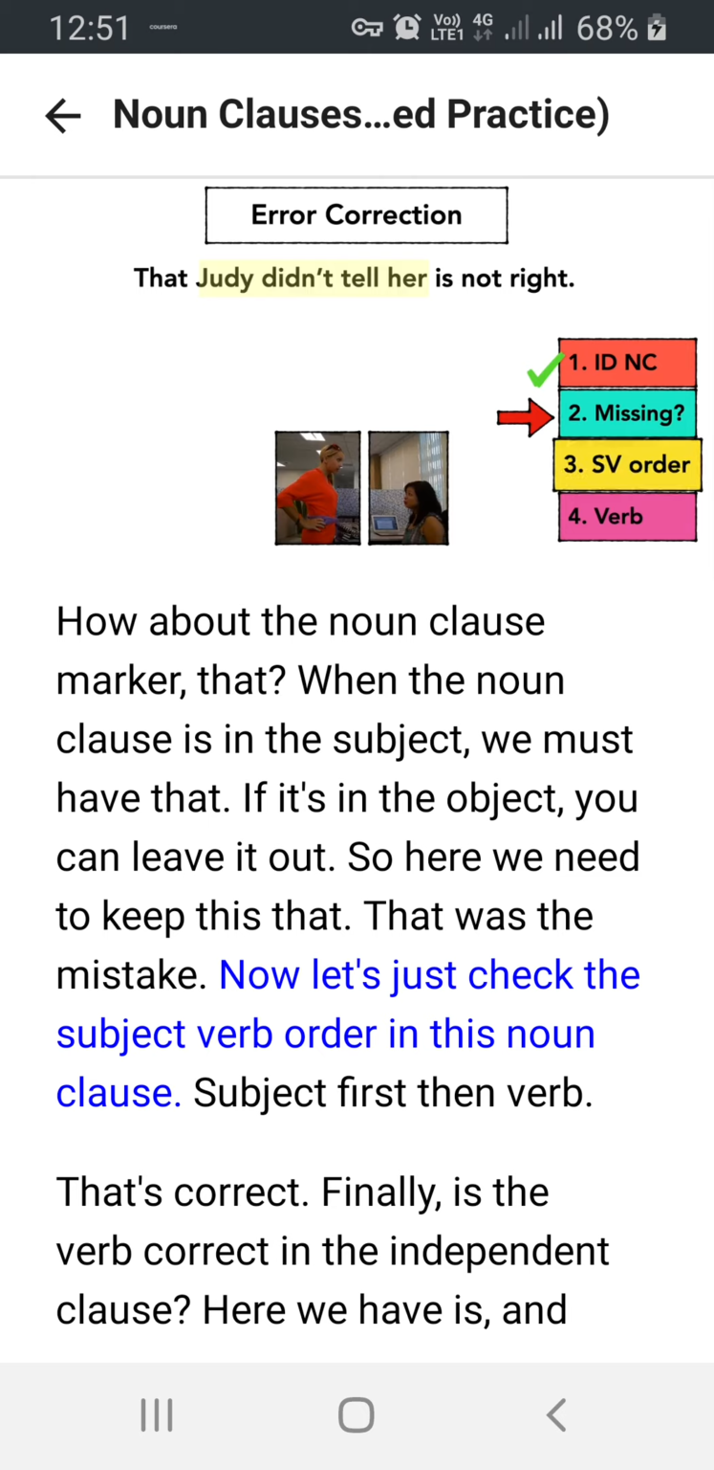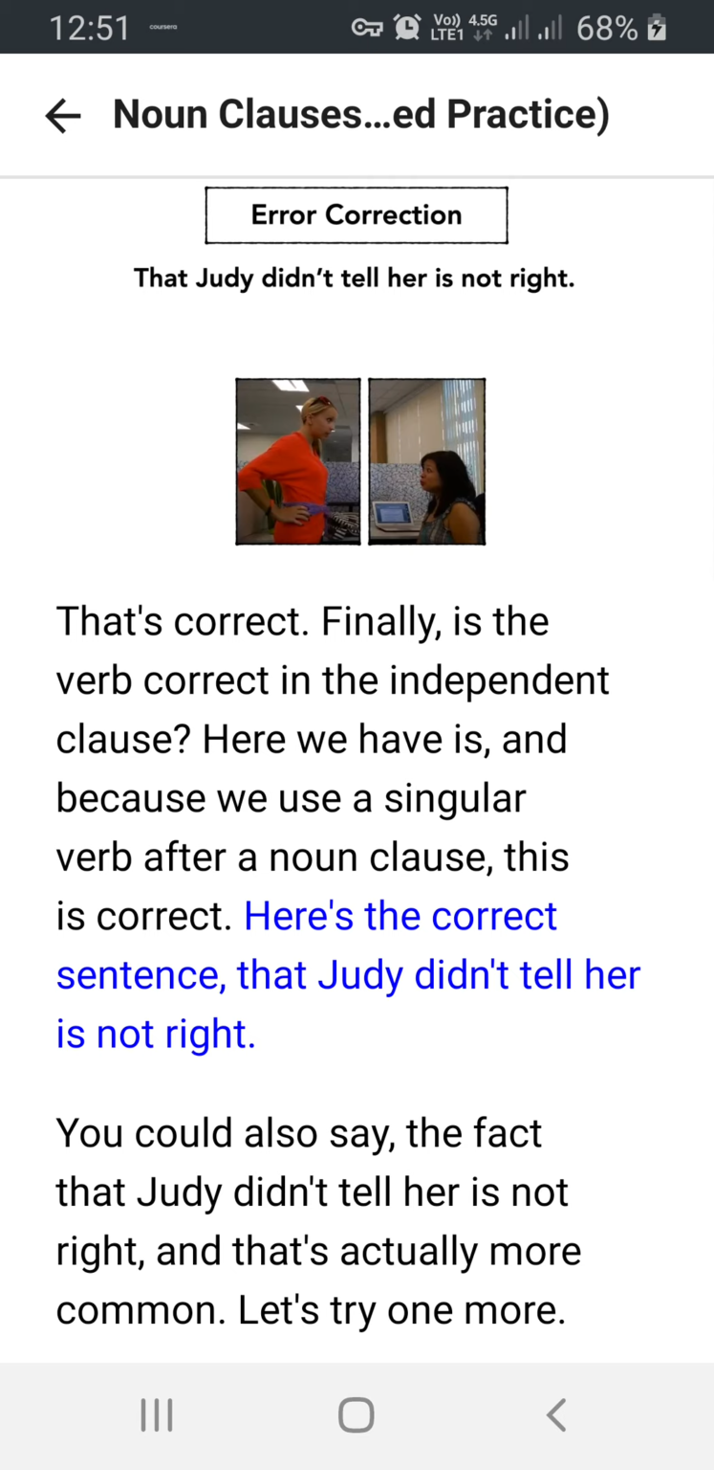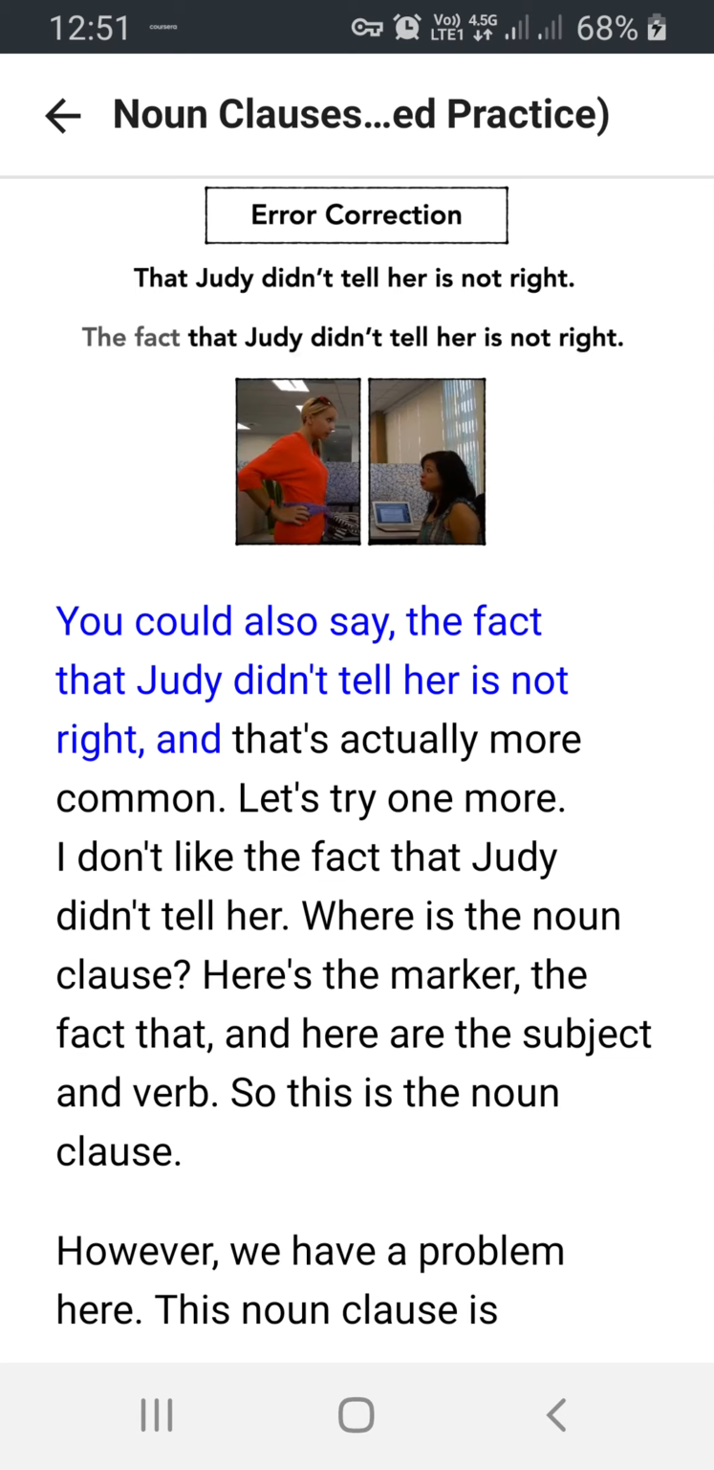Now let's just check the subject-verb order in this noun clause. Subject first, then verb. That's correct. Finally, is the verb correct in the independent clause? Here we have is. And because we use a singular verb after a noun clause, this is correct. Here's the correct sentence. That Judy didn't tell her is not right. You could also say the fact that Judy didn't tell her is not right, and that's actually more common.